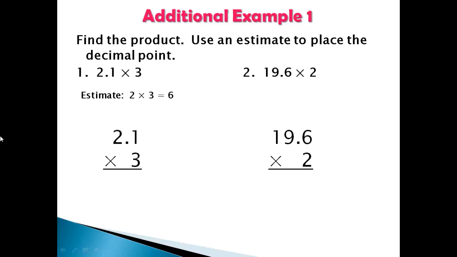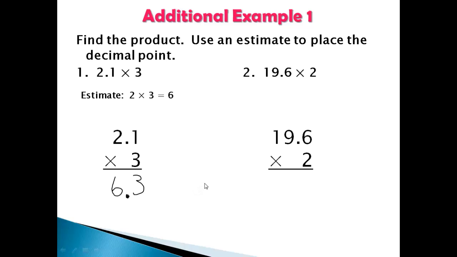Now we need to go ahead and multiply. 3 times 1 is 3, and 3 times 2 is 6. We know our answer should be about 6, so our decimal is going to be between the 6 and the 3 because that would give us an answer of 6 and 3/10.